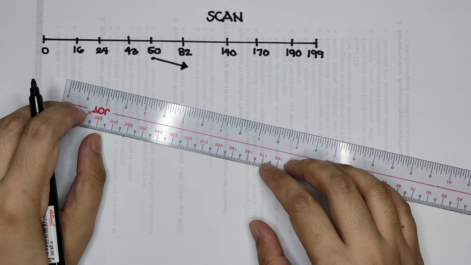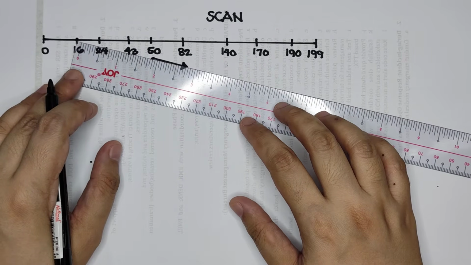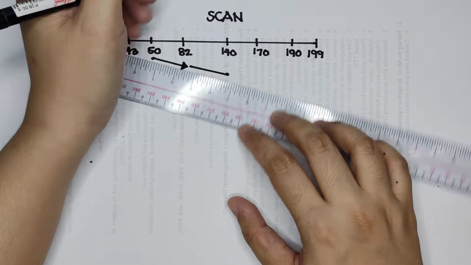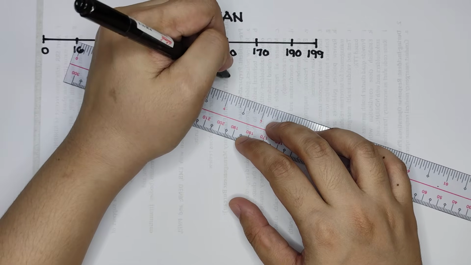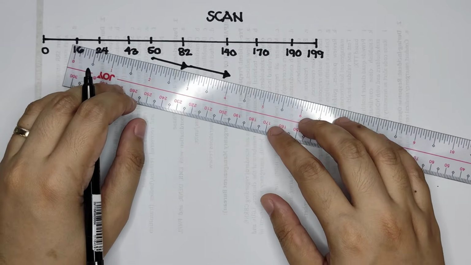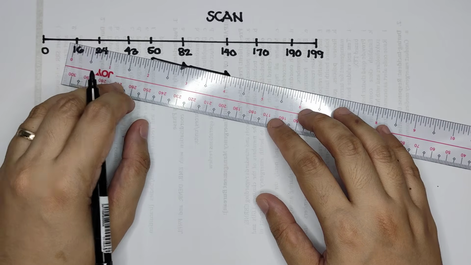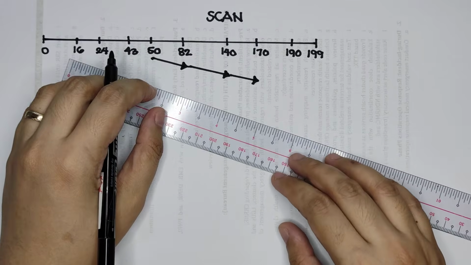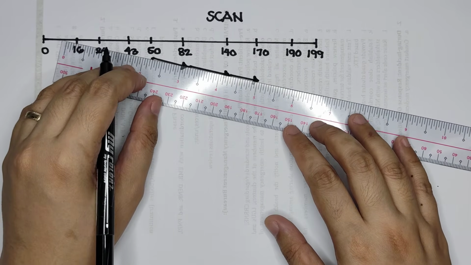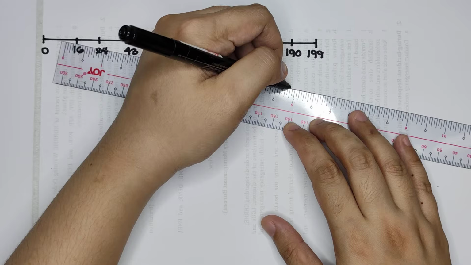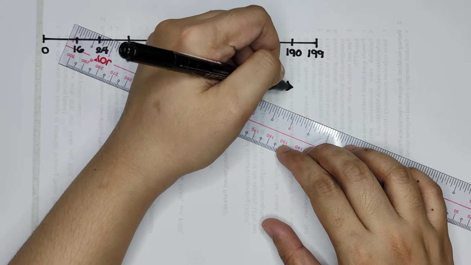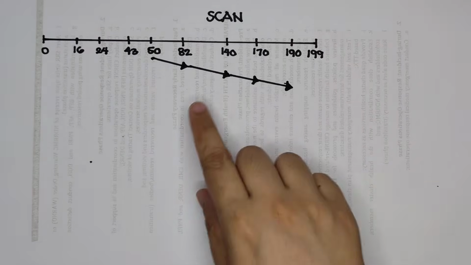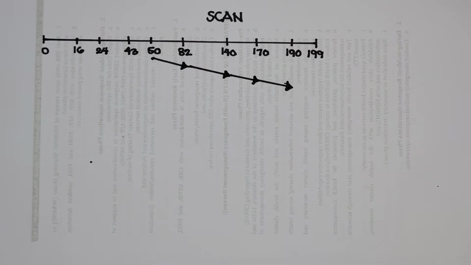Next we have 140, and next is 170. Next is 190. Okay, so we already plotted all the larger values than cylinder 50.